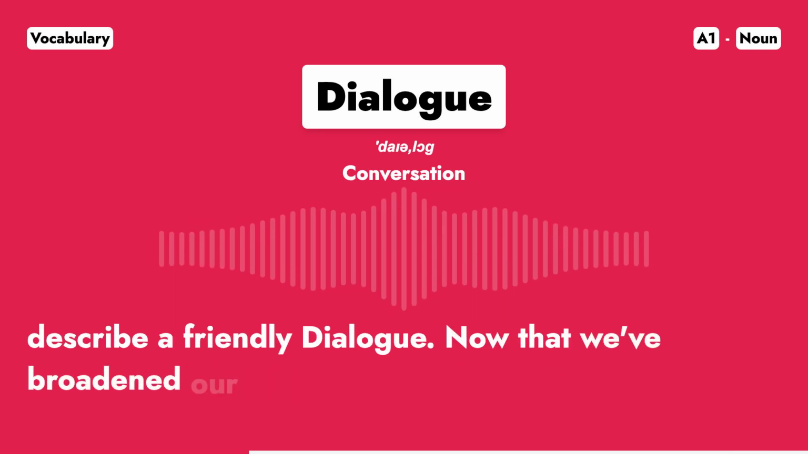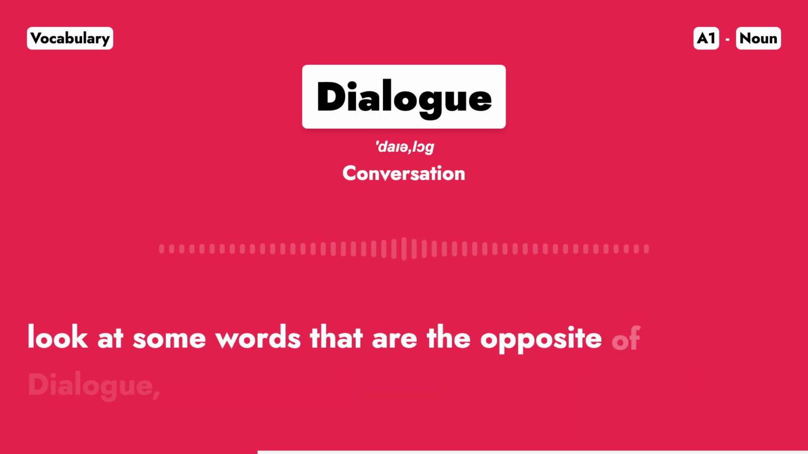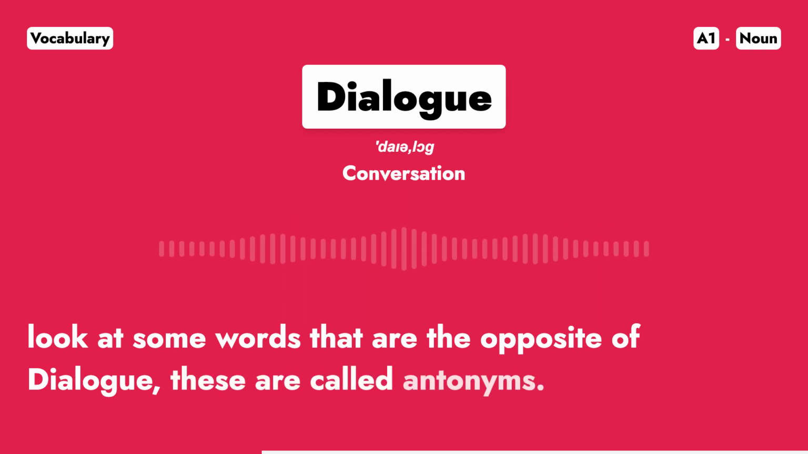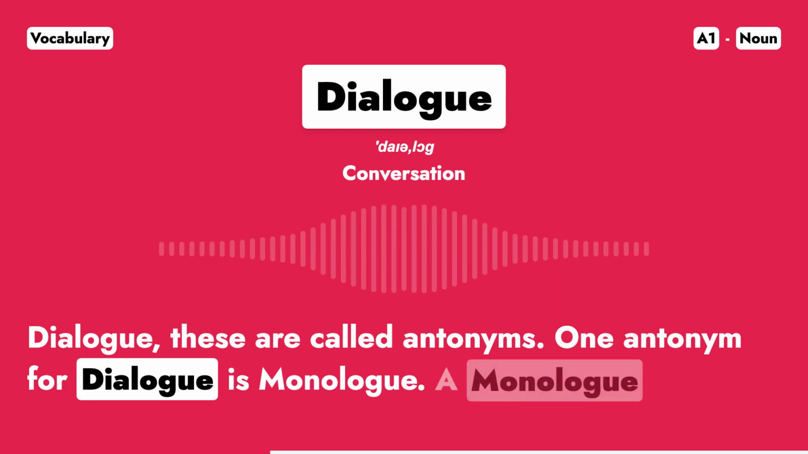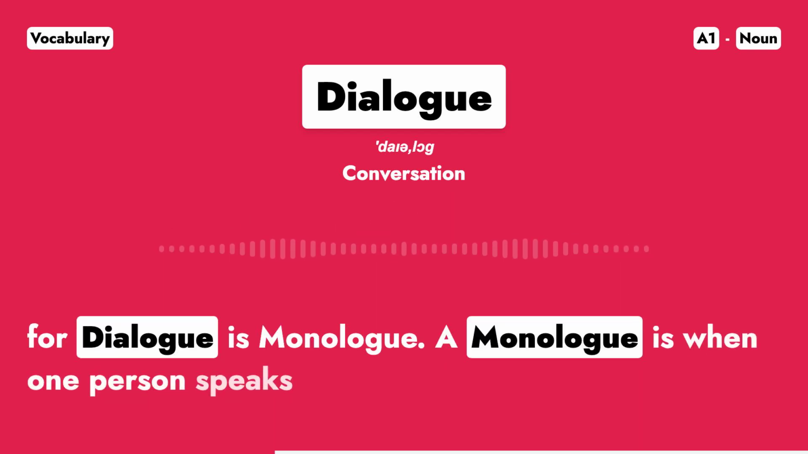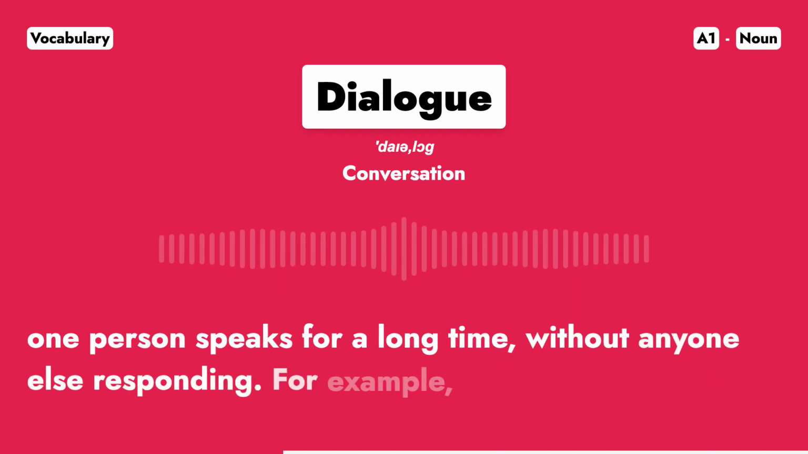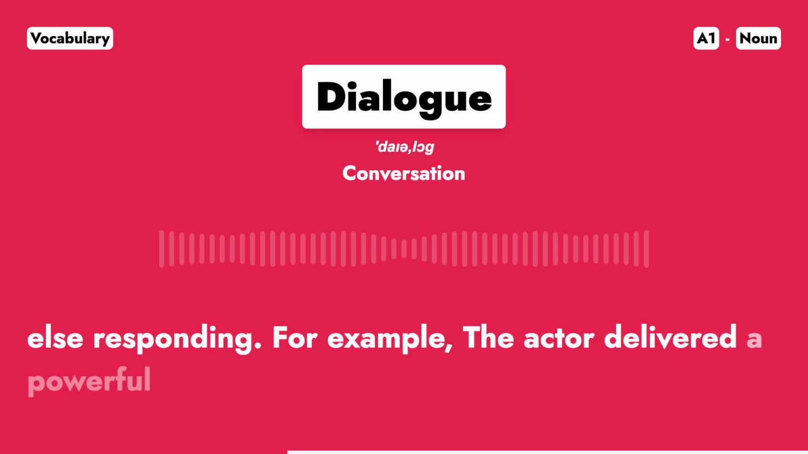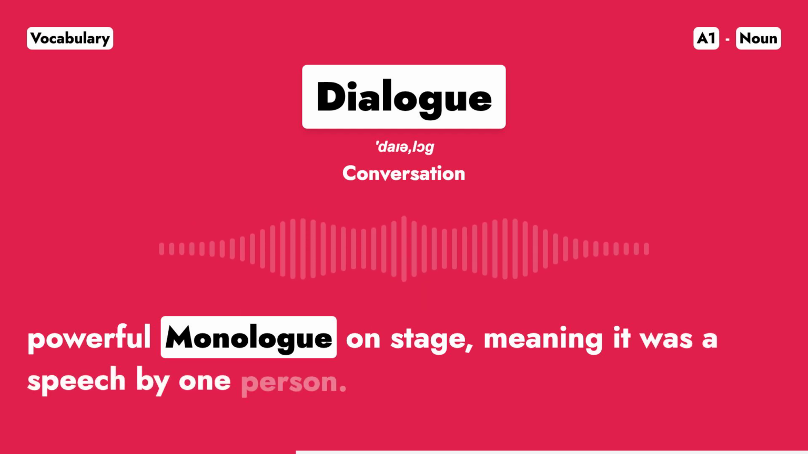Now that we've broadened our understanding with synonyms, let's look at some words that are the opposite of dialogue. These are called antonyms. One antonym for dialogue is monologue. A monologue is when one person speaks for a long time without anyone else responding. For example, the actor delivered a powerful monologue on stage, meaning it was a speech by one person.